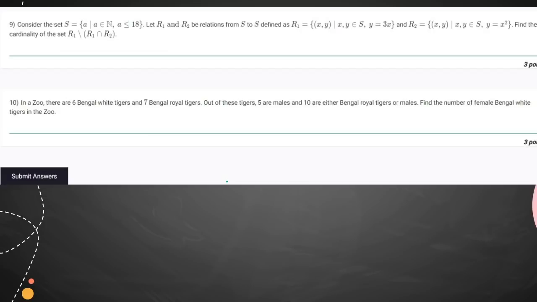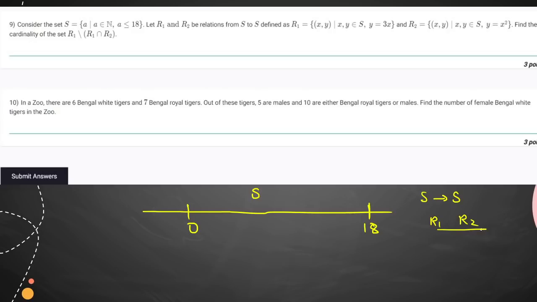Moving to the 9th question. It is a set S such that S contains all natural numbers less than 18. So it is from 0 to 18, including 18. So this is set S, and R1 and R2 are two relations from S to S.